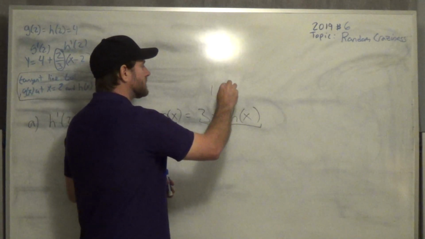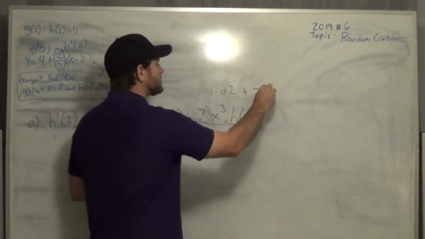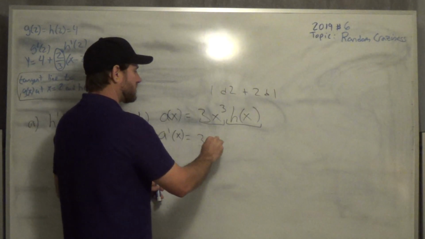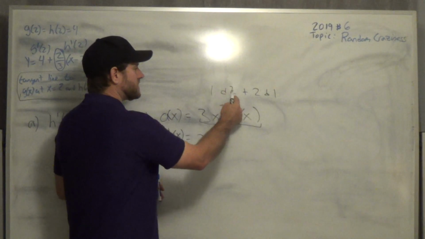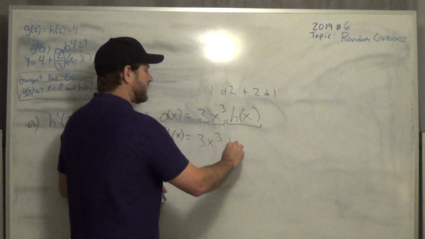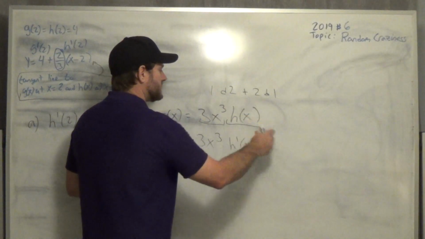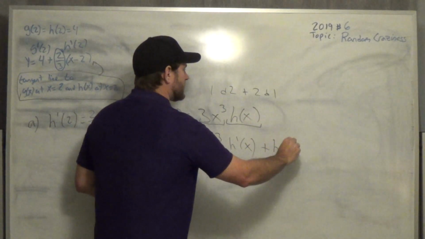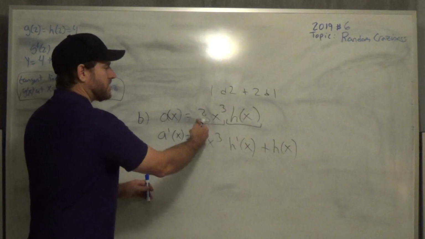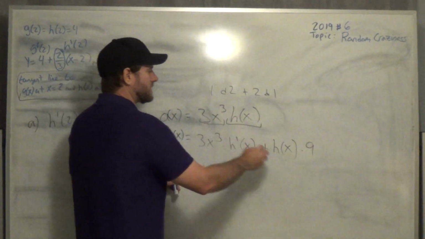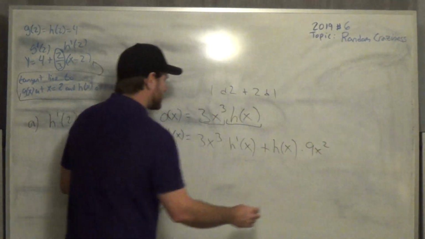Remember, it's 1 d2 plus 2 d1. So 1, it's the first piece, times the derivative of the second piece. This is the second piece, so the derivative of h of x is h prime x. Plus the second piece, h of x, times the derivative of the first piece. The derivative of 3x squared: the 3 goes to the front, that's 9x squared.